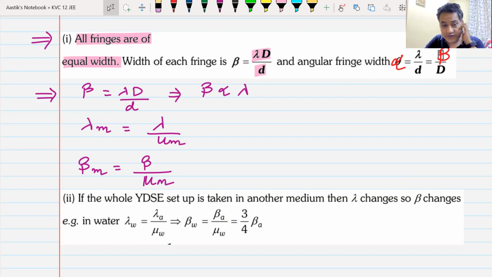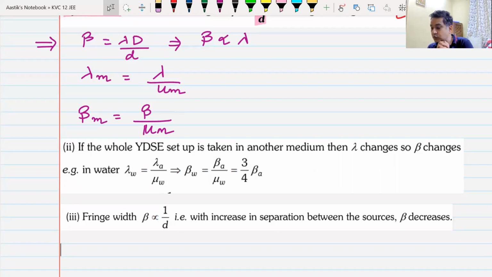Next point, fringe width is inversely proportional to the slit distance. If you increase the slit distance, fringe width decreases. If you decrease the slit distance, fringe width increases. Each and every point is a potential question that has come once, maybe more than one time. This apparatus dipped in some other medium is a very favorite question of JEE Advanced.